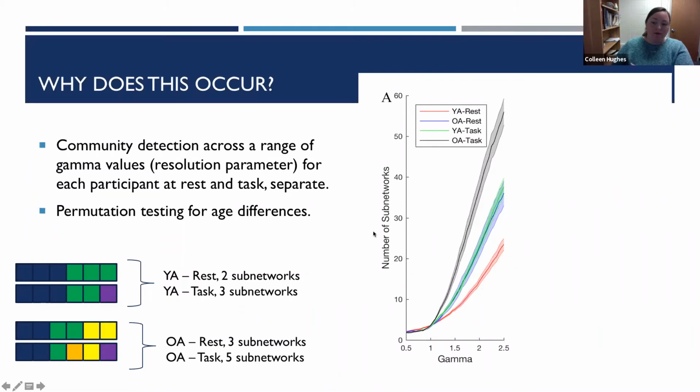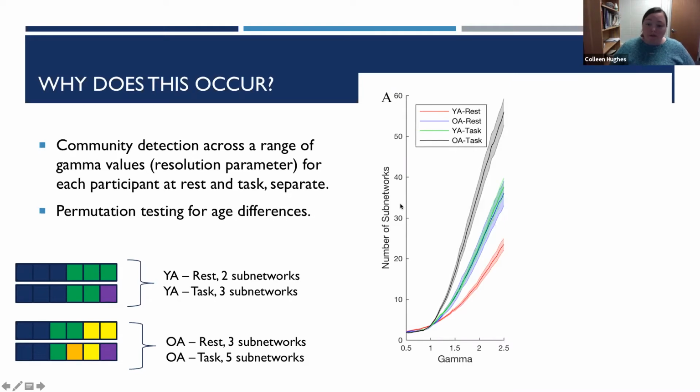So looking across the span here for robustness, we find that mostly younger adults have fewer networks at rest and a less parsimonious description at task. That's this green line. Older adults start higher at rest and then also see an increase at task. And once you're getting up to like 50 subnetworks, we have 128 brain regions. That's 2 or 3 brain regions per network. So it's not very parsimonious. And that's all this figure is trying to show you.